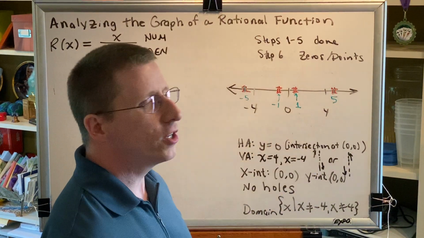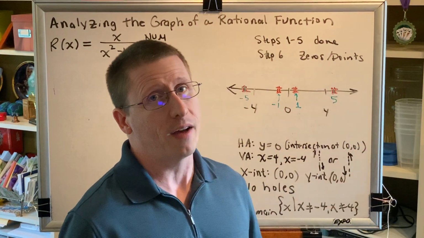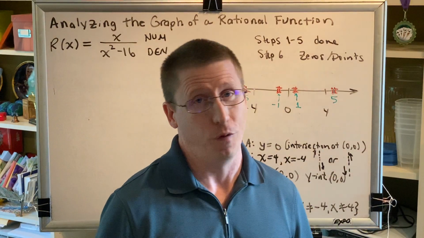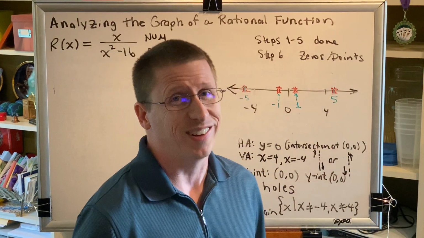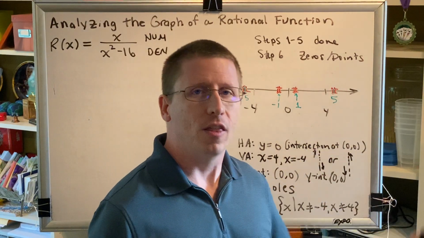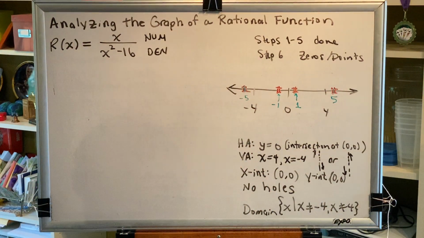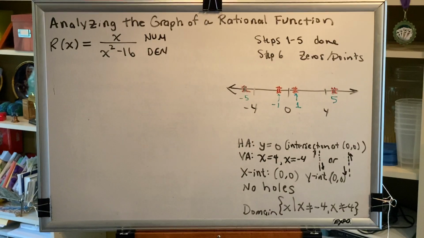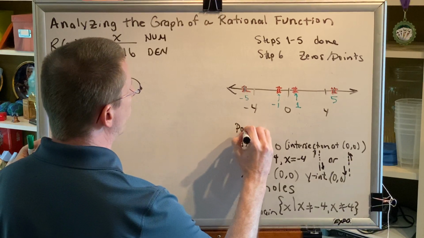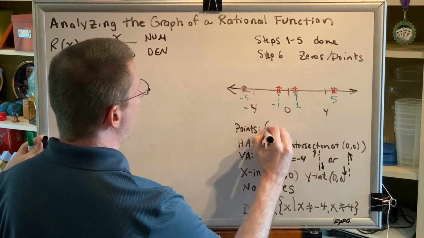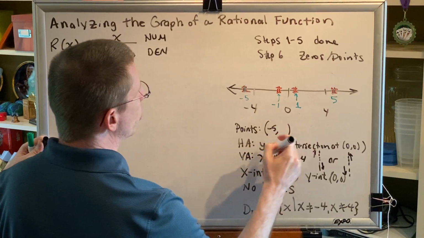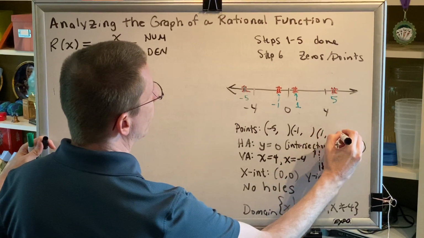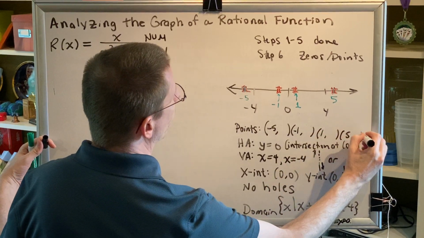The reason why I chose 5 is it's bigger than 4, which is a rule I have to follow, and it's the first integer after 4. Notice I didn't use a crazy number like 4.681 or 1,000. I picked a small integer that was in the region that I was interested in. Now what I'm going to do is plug in each one of these numbers one at a time into my function. This is going to give me 4 points that I can then put on my graph, which is going to help me create the picture of my function. So negative 5 comma something, negative 1 comma something, 1 comma something, and 5 comma something.